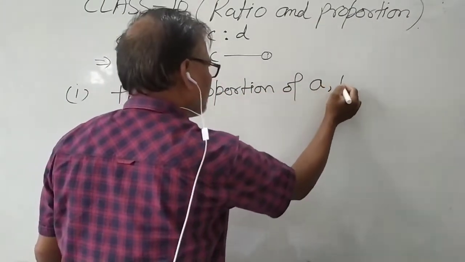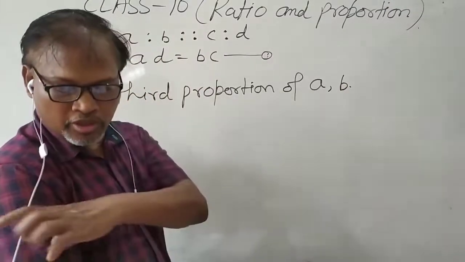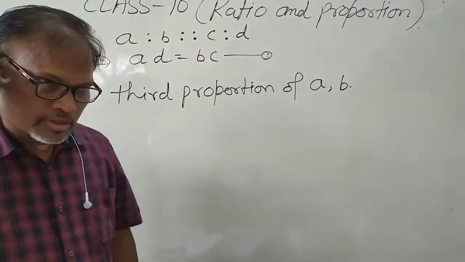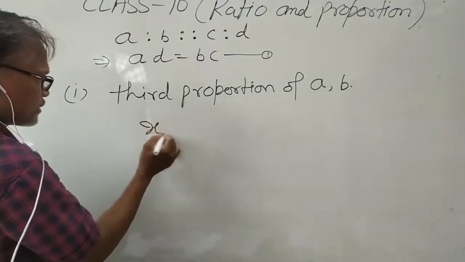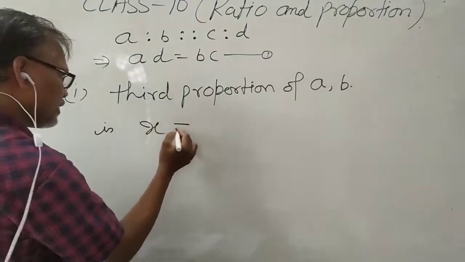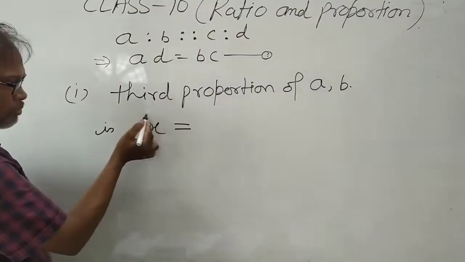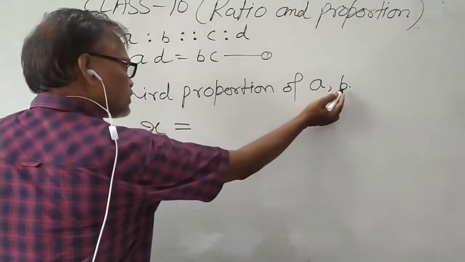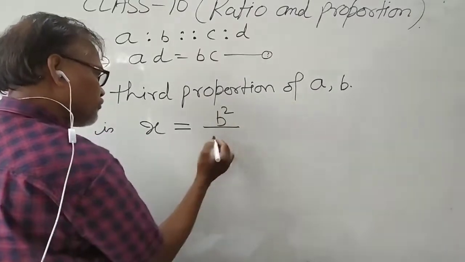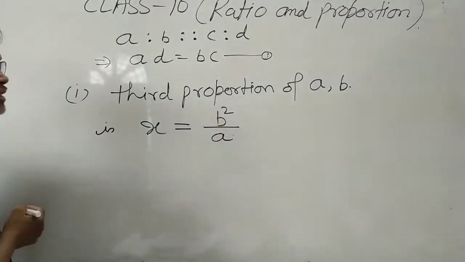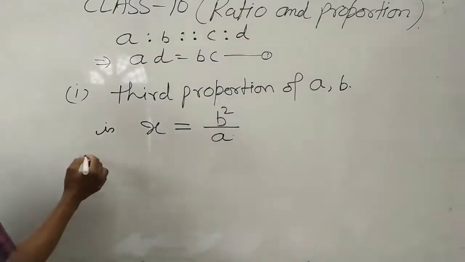of A and B, the third proportion is only for two numbers. Let the third proportion be x. Then x is equal to the square of the second number, that is B square, upon the first number. This is called the third proportion.